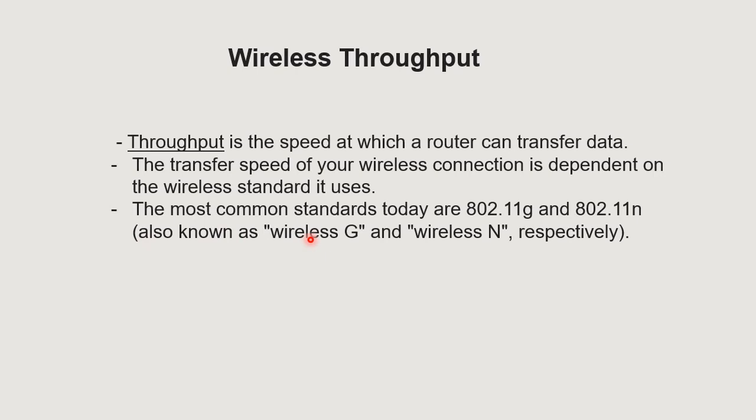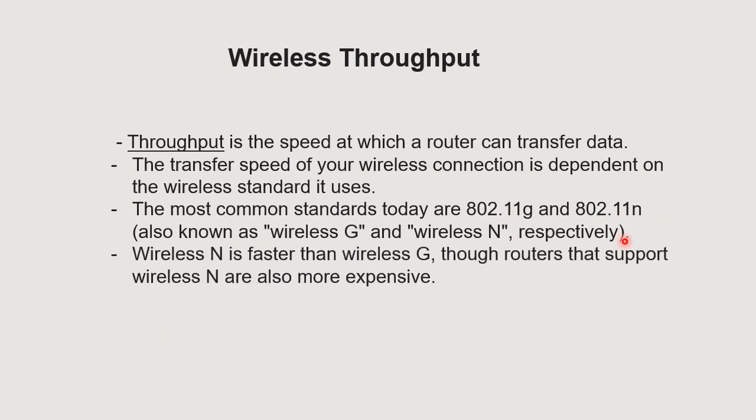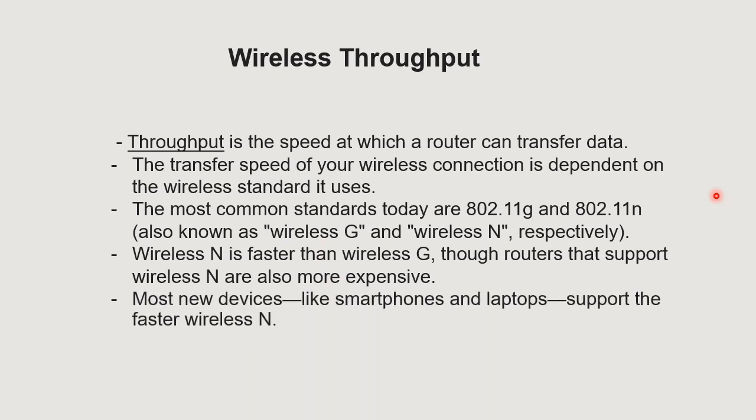So the most common standards today are 802.11g and 802.11n, or wireless G and wireless N. Wireless N is faster than wireless G, though routers that support wireless N are also more expensive. Of course, the faster it is, the more expensive it is. Most new devices like smartphones and laptops support the faster wireless N.